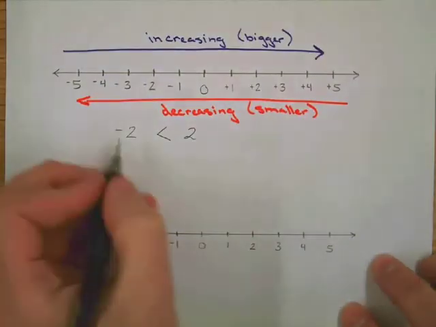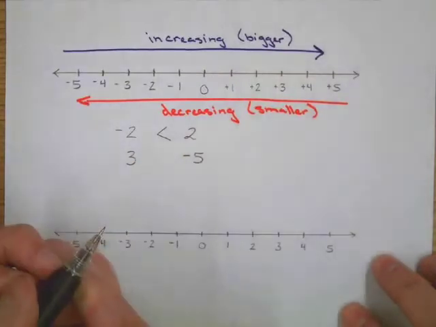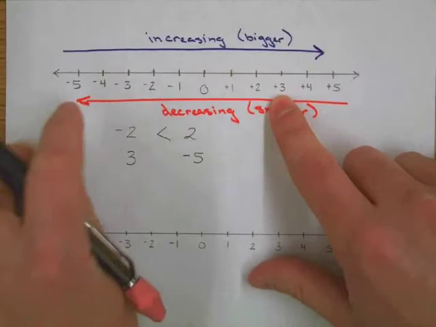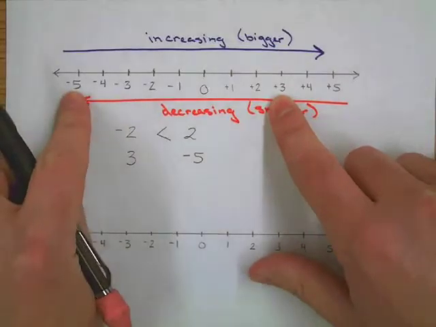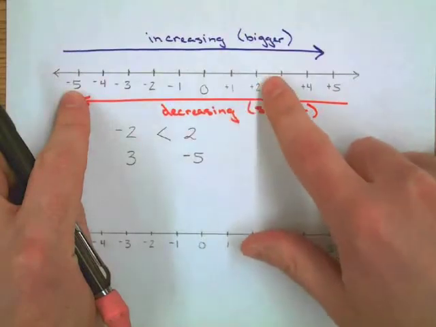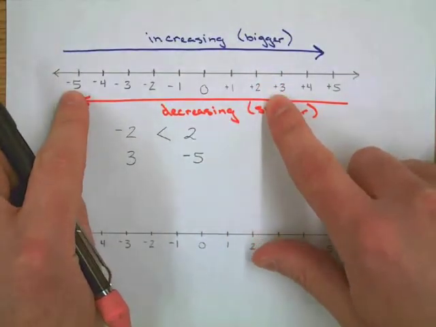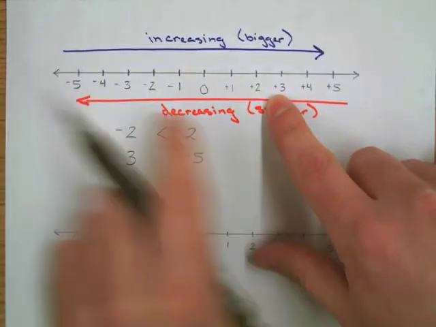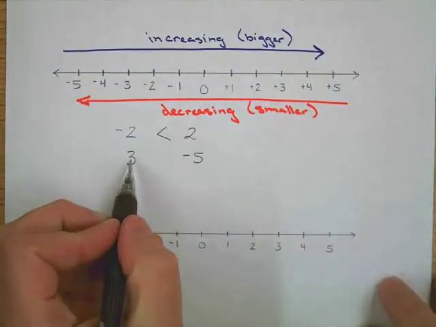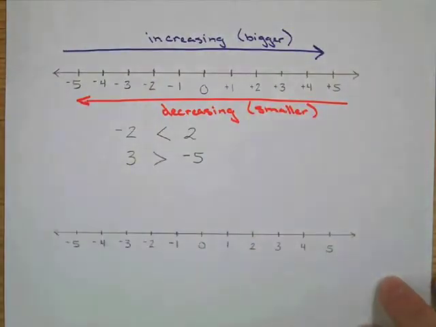Let's take a look at another one. +3 and -5. So I want to find those two. Here's +3 and here's -5. Well, +3 is further to the right on the number line, so it's larger than -5, which is to the left on the number line. So we would say that +3 is greater than -5.